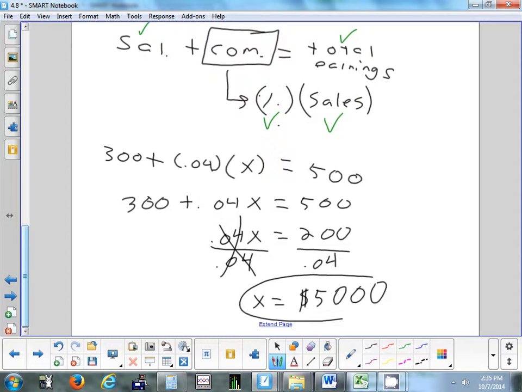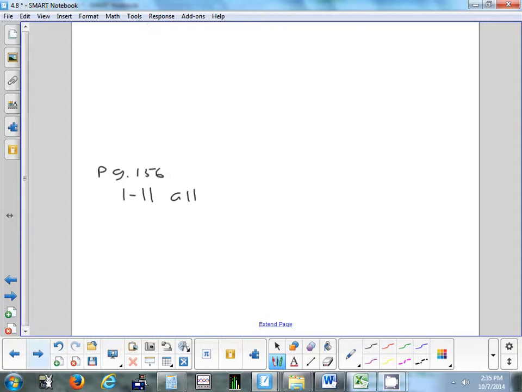Very good. Guys, make sure you leave your agendas out so you write the homework down. Okay, so your homework tonight on page 156 is 1 through 11 all.